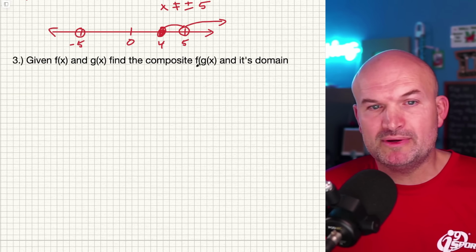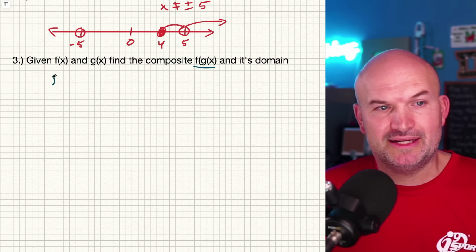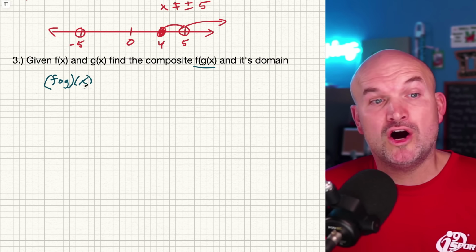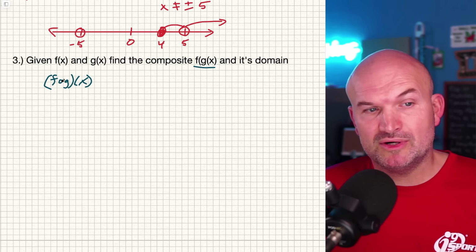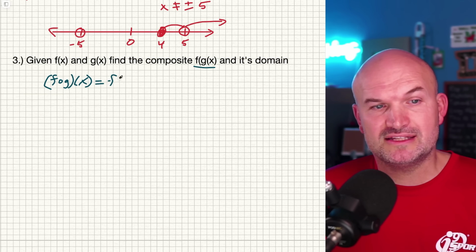Now, a lot of times it won't be written like this, but I was kind of limited on how I had to type it. So a lot of times you'll see this written as the f circle g function, okay? Just remember, f of g of x is the same thing as f composed with g of x.